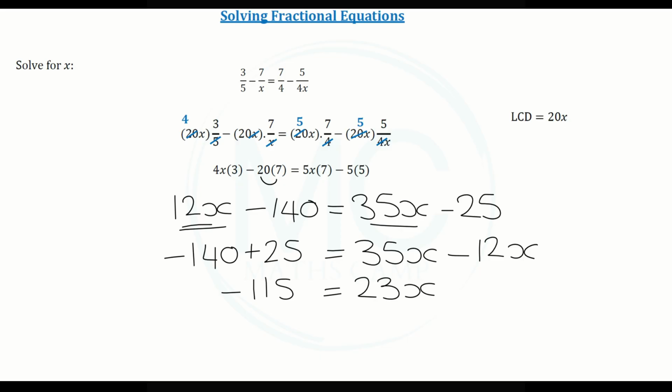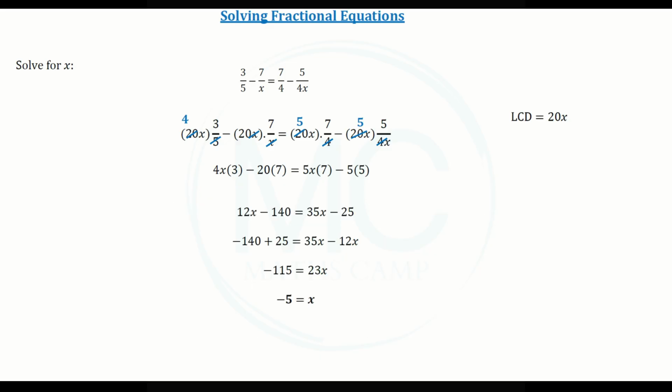Now, if you get your calculator, 115 divided by 23 is 5. So we see that negative 5 is equal to x. Let's do one more.